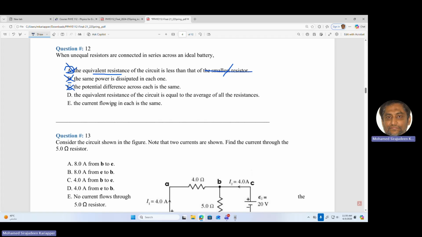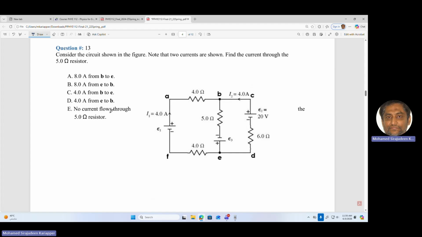D, the equivalent resistance of a circuit is equal to the average of all. No, that is wrong. We know that. The current flowing in, that is correct. Good.